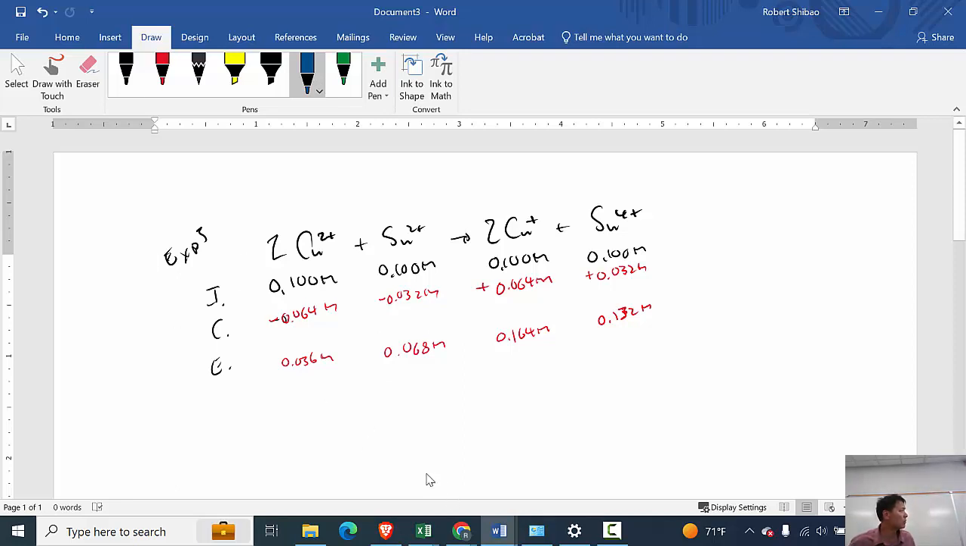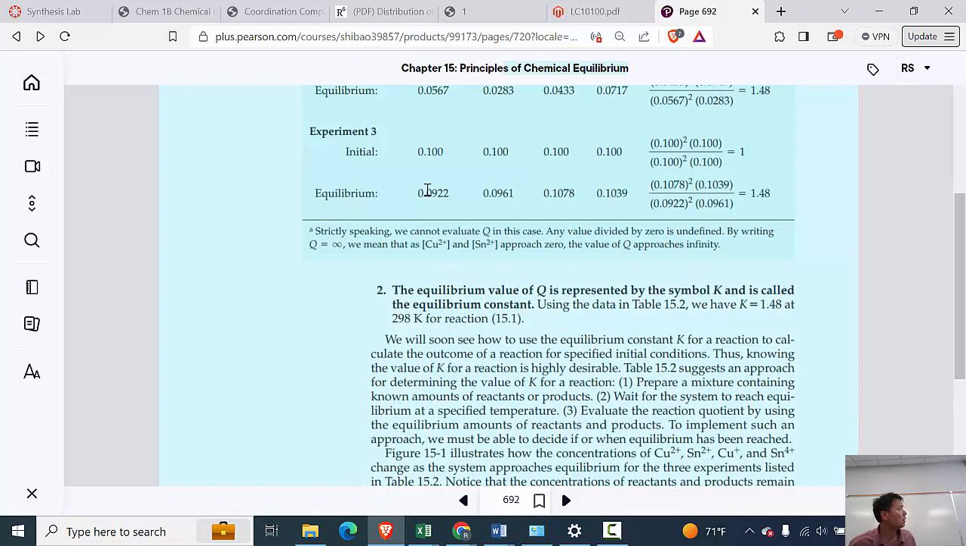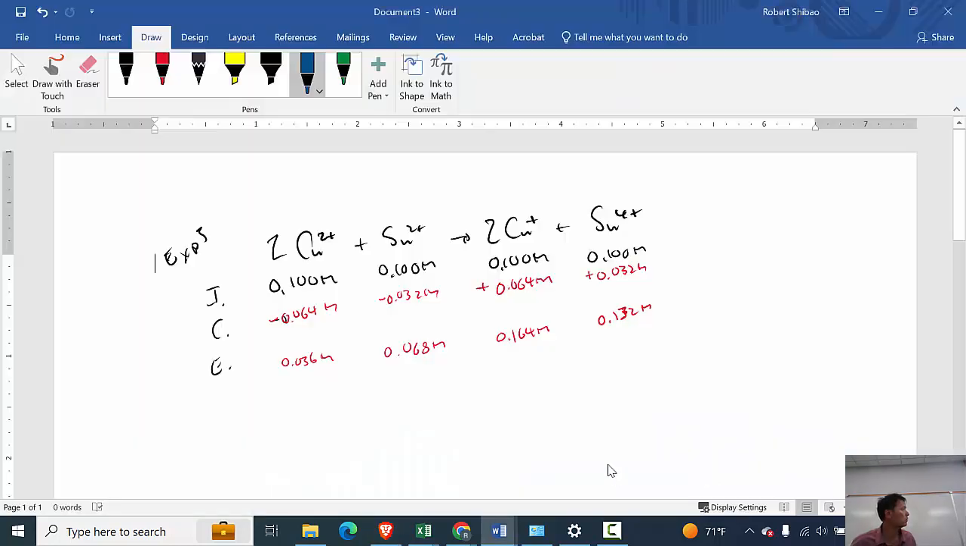This is experiment 3 from our book. And so if we look at experiment 3 from our book here, these are the numbers down here. So the copper comes out to 0.0922. So this goes to 0.0922 molar. I'd like to go 3 decimal places because that keeps this at 100. So I'm going to go 92C2.